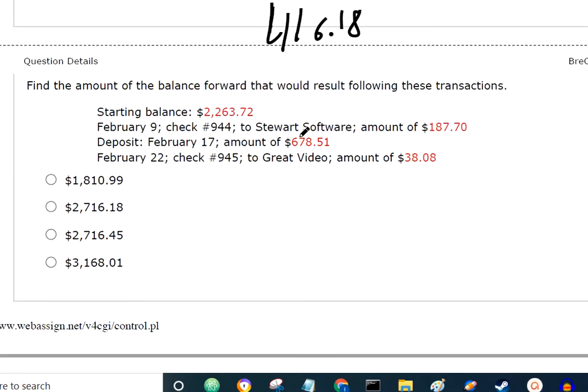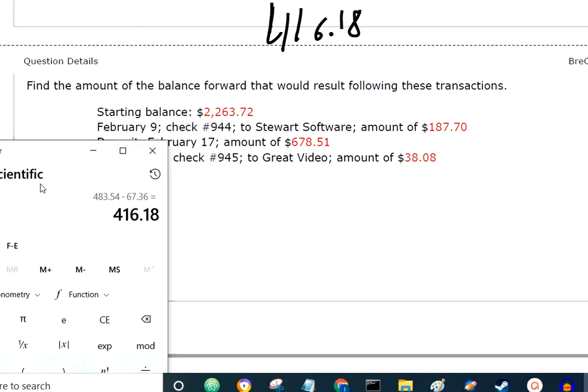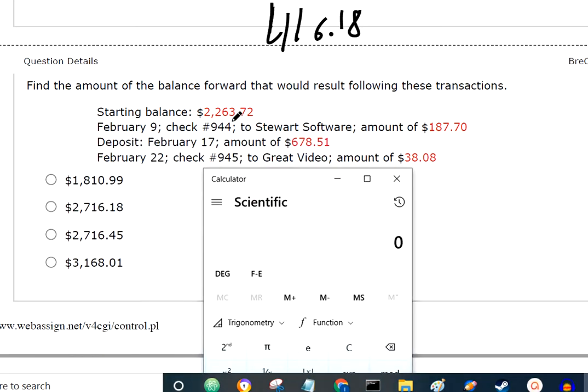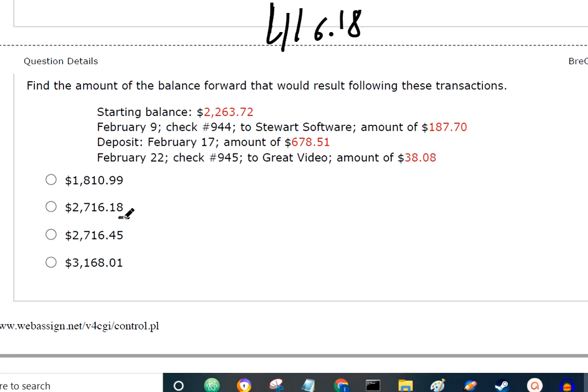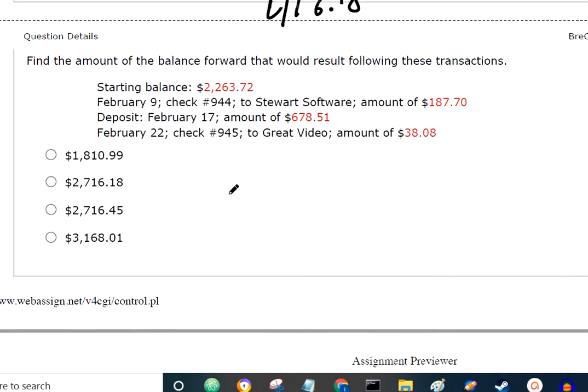Question 20 comes from chapter 4. Balance forward means tell us how much money you have after all the transactions are done. So I started with $2,263.72. They wrote a check, so that's subtracting from the amount of money they have. They made a deposit, so that's increasing the amount of money they have. They wrote a check, so that's reducing the amount of money they have. So $2,716.45 is the amount of money going forward.